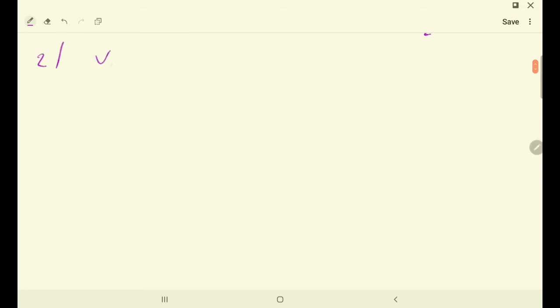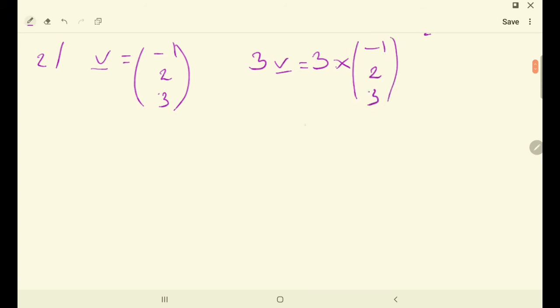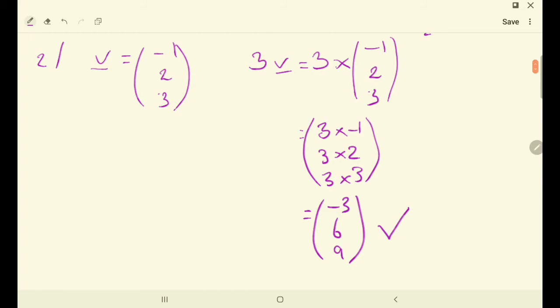So let's have a look at a second example. What about if we know that v is equal to (-1, 2, 3)? Okay, what would 3v be equal to? Well, we start the same way. We state what the problem is. It's going to be 3 times (-1, 2, 3) in brackets. Then you multiply those together: 3 times -1, 3 times 2, 3 times 3. And you simplify it down. So 3 times -1 is -3, 6, 9. And that is you done.